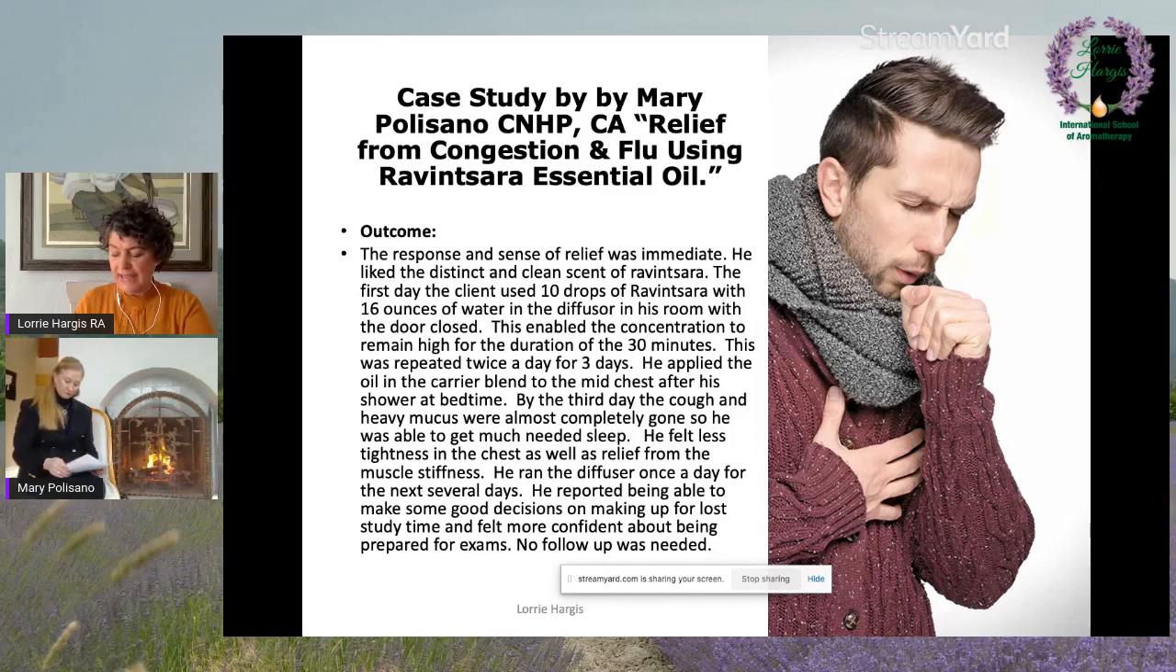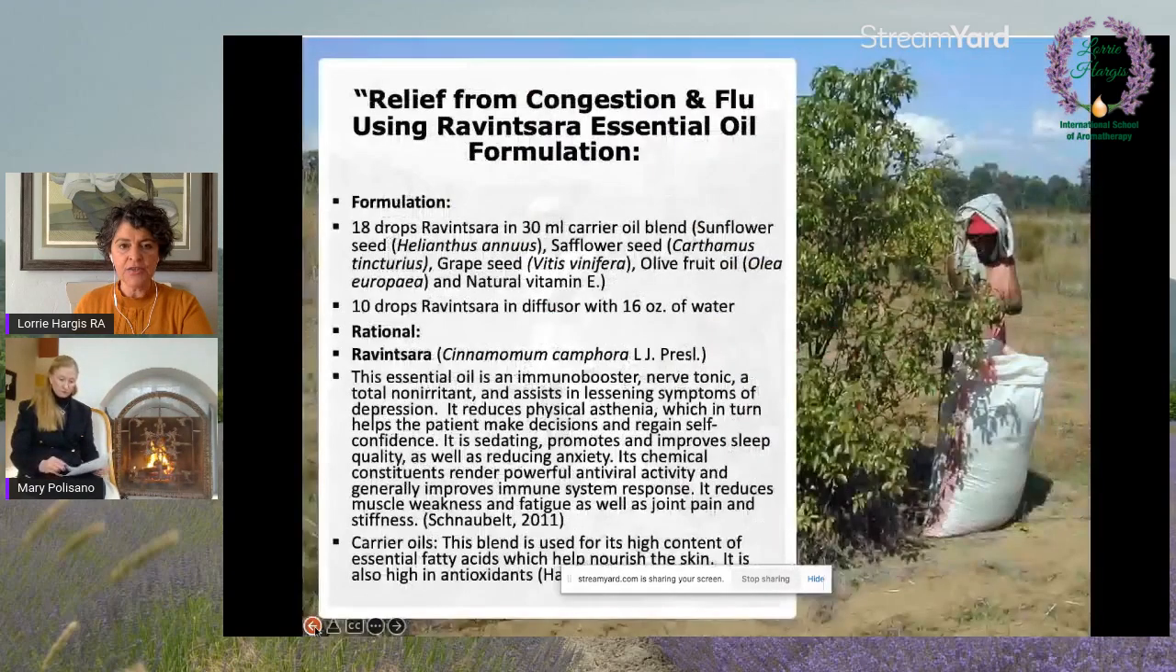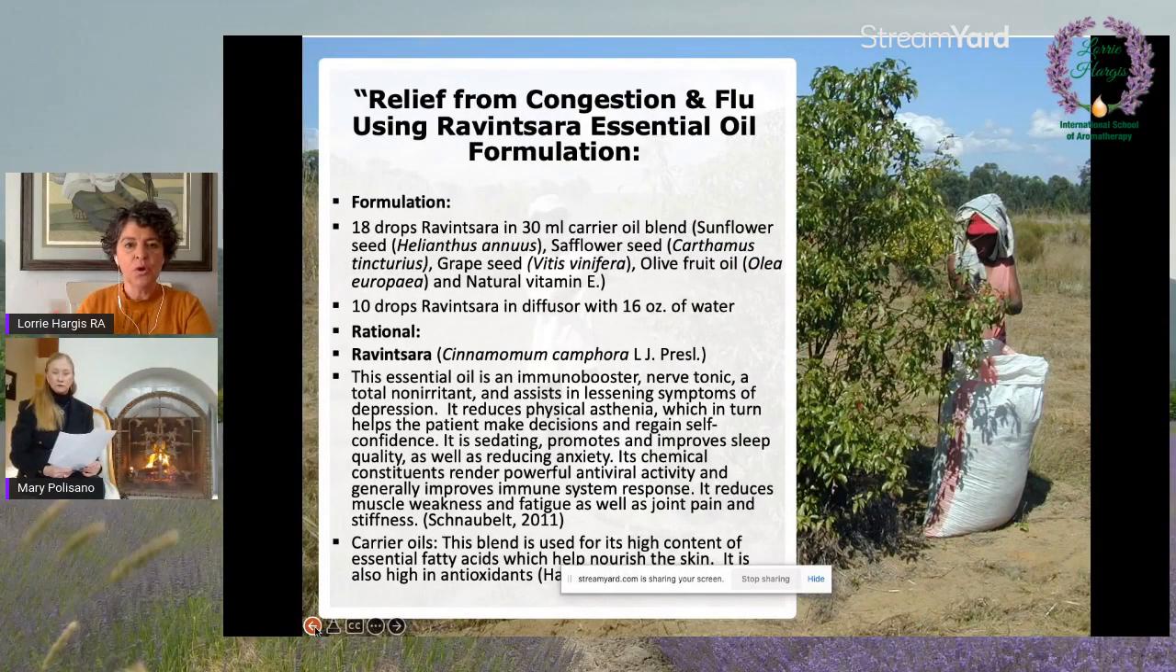So it was 18 drops. Let's go back to the formulation. It was 18 drops in 30 mil. So you guys know to transfer, 30 mil equals 1 ounce. So it was, for the aromatherapist, a 5% dilution. Okay. And so let me see here.